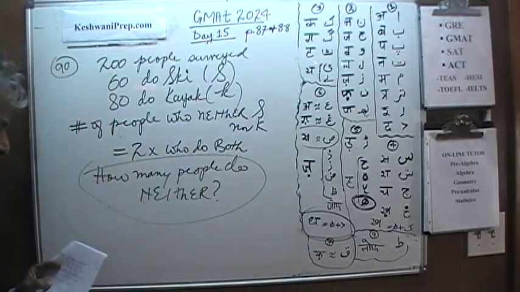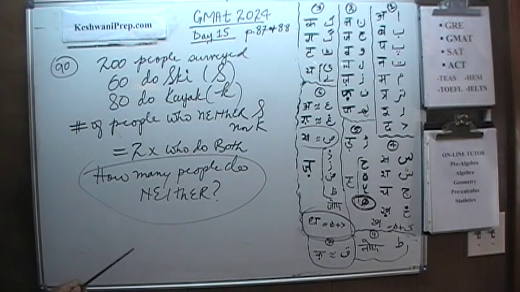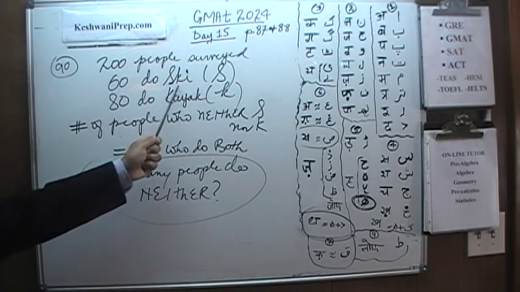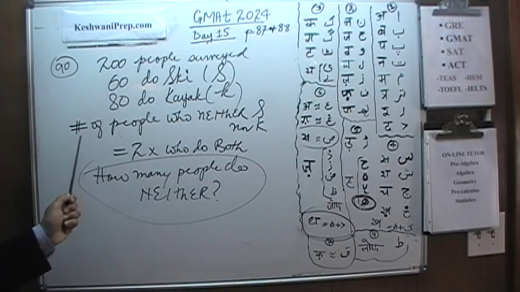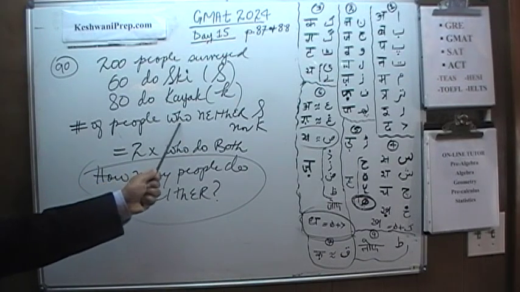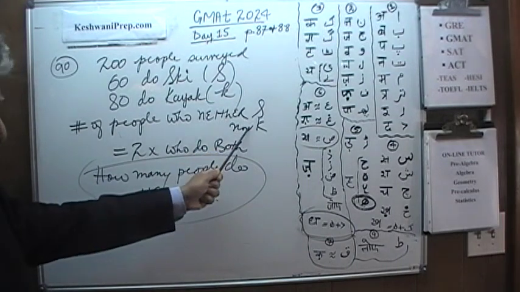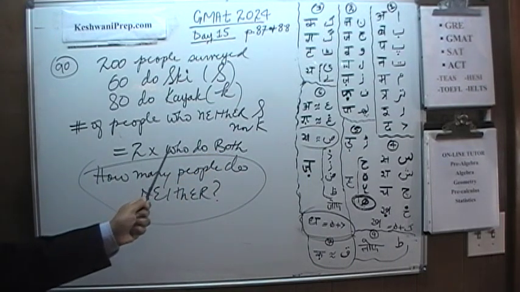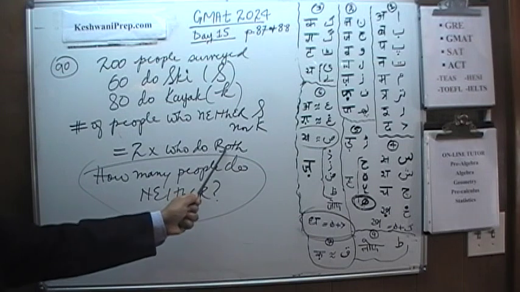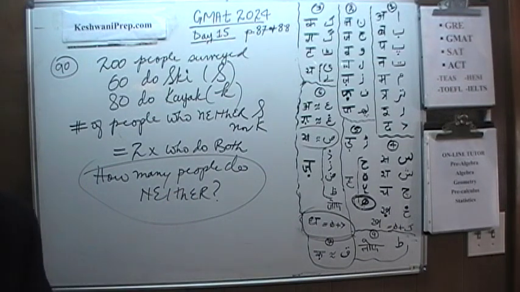One more time, I'm going to read it to you. So 200 people were surveyed, 60 of them said they do skiing, 80 of them said they do kayaking. We are further told the number of people who engage in neither of these two sports is exactly 2 times the number of people who said they do both. Pause the video, do it yourself.